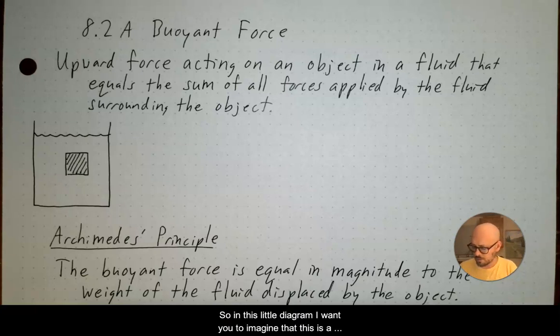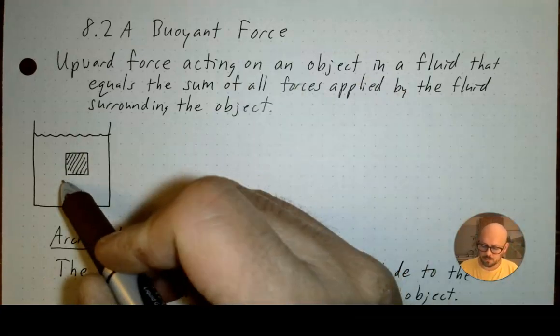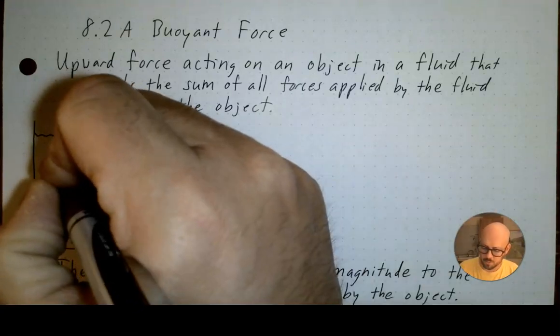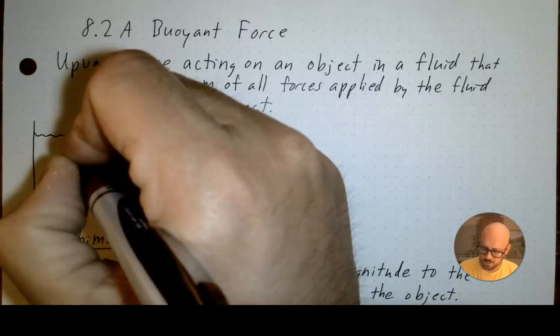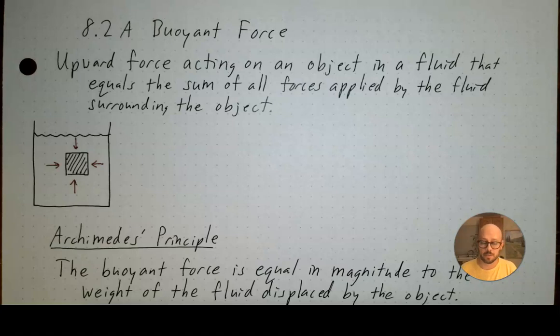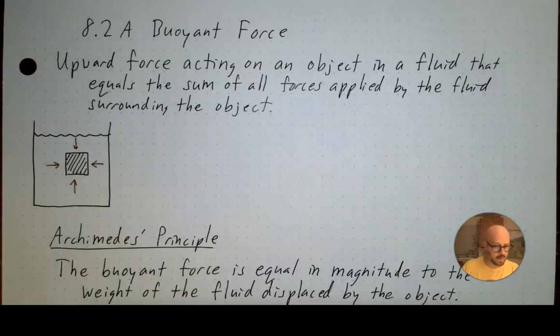So in this little diagram, I want you to imagine that this is a three-dimensional object, so it's a cube, and it is submerged in this fluid. And so the way pressure works is pressure is exerted on all sides of an object, on all surfaces. So there are 4 arrows that I drew, but there's really 6 arrows representing pressures.